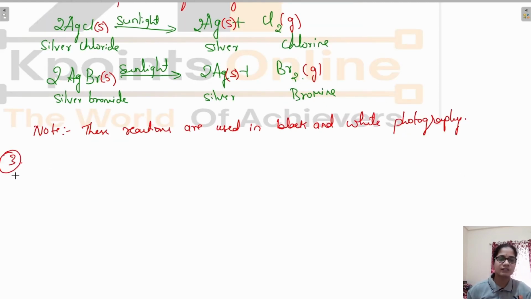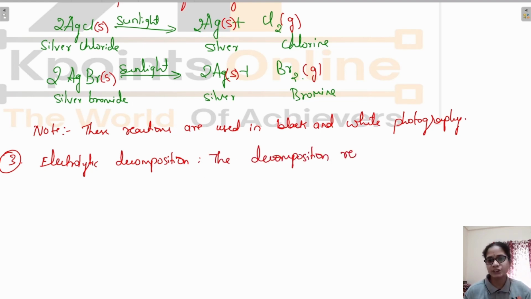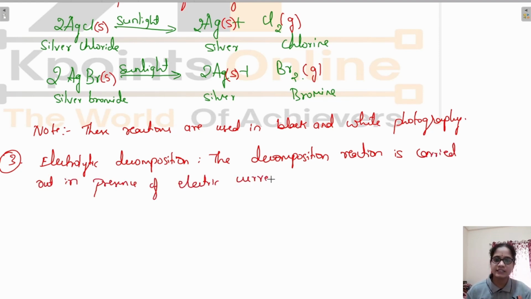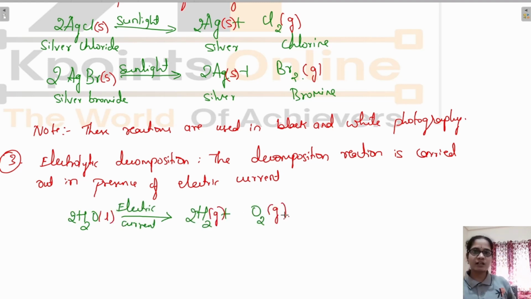Now next we are learning electrolytic decomposition. When the decomposition reaction is carried out in the presence of electric current, then it is called electrolytic decomposition. Example, electrolysis of water, where water is decomposed into hydrogen and oxygen. So this is an electrolytic decomposition reaction where we are decomposing the reactant in the presence of electric current.